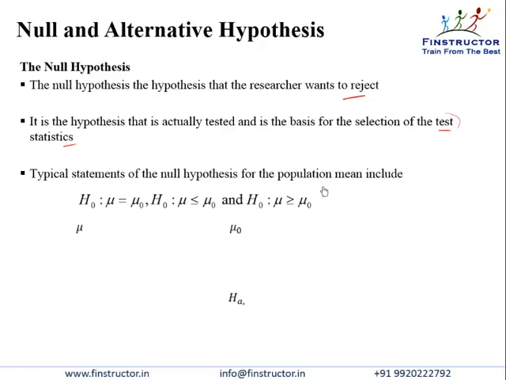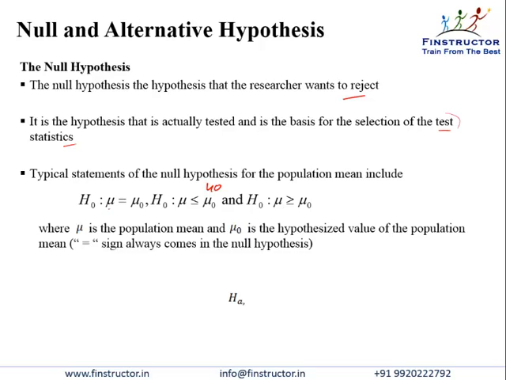Typical statements include mean is equal to mu naught or some value, mean is less than or equal to 40, mean is greater than or equal to 40. These are some common examples of how the null hypothesis is structured. So mu is the population mean, mu naught is the hypothesized value of the population mean.